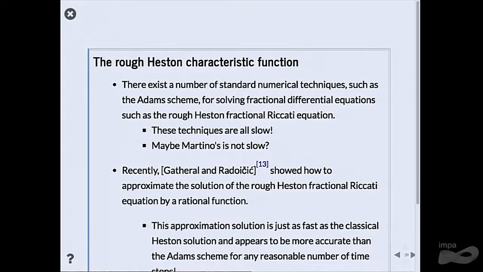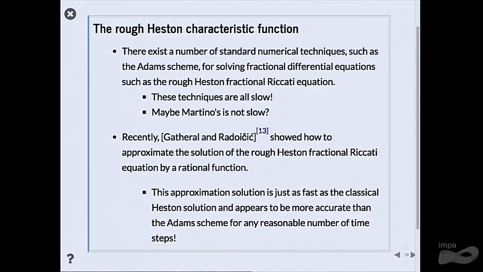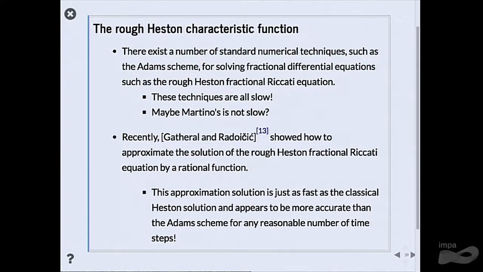So I kept trying different tricks, and amazingly, this simple trick here works amazingly well. We just do rational approximation of the solution of the integral equation. Remember, in order to get closed form characteristic function, we need to compute this function g. The function g is the solution of a fractional ODE, and we can't solve that in closed form, right? So we need a numerical scheme, the Adams scheme or Martino's new hybrid scheme, which I haven't tried yet. But it's a numerical scheme. Hate numerical schemes in general. Let's see if we can get an accurate closed form approximation.